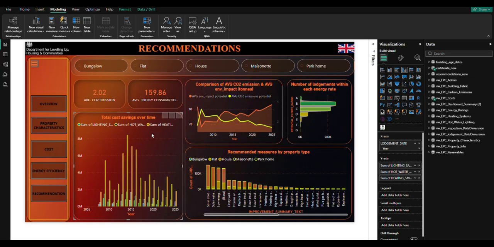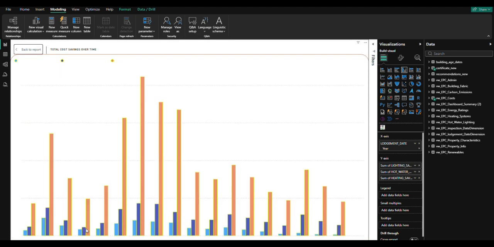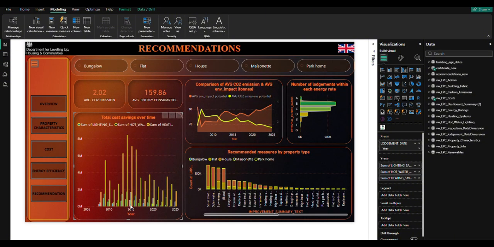This clustered column chart shows total annual cost savings over time from 2006 to 2025. There is a dramatic spike around 2017, reaching nearly 8 to 9 million pounds in potential savings, with the recommendations increasing significantly during that period. The chart breaks down savings by lighting, hot water, and heating costs.